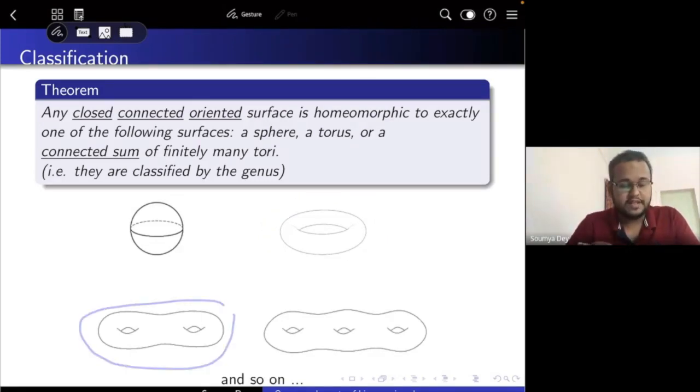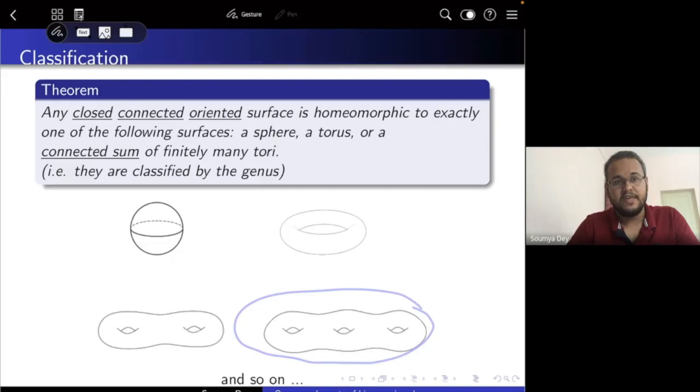There are two holes, and this surface can be constructed by taking the connected sum of two tori. Same for the last one. You can have a connected sum of 3 tori, and you get this surface. It's a genus 3 surface. So likewise, we can add any number of tori, and you have different closed oriented connected surfaces.